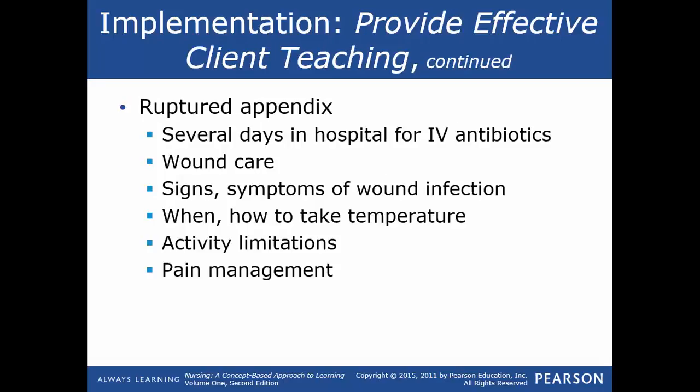All right, so if they've had a ruptured appendix, the client will have several days in the hospital so that they can get IV antibiotics. Family and the patient need to verbalize how to do wound care. They also need to know the signs and symptoms of a wound infection, when and how to take their temperature, any activity limitations and restrictions, and when they need to be returning to work and school. Also looking at pain management, that will include the medications that they're getting, instructions for those, and possible side effects of those.